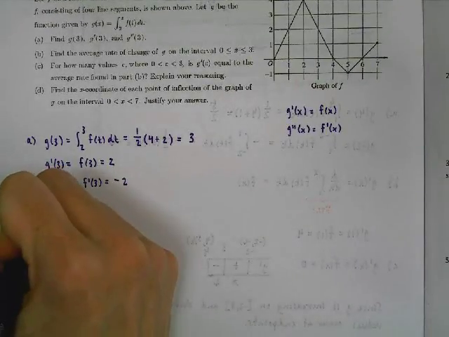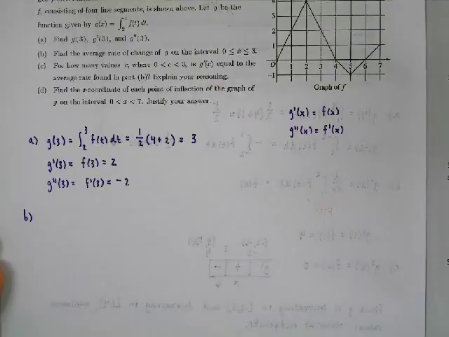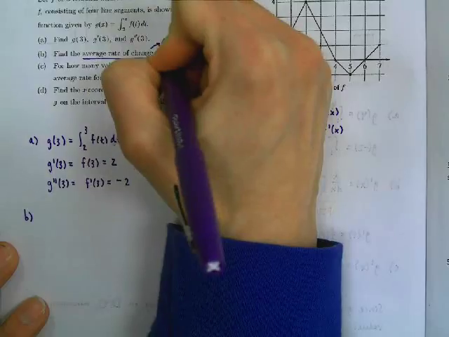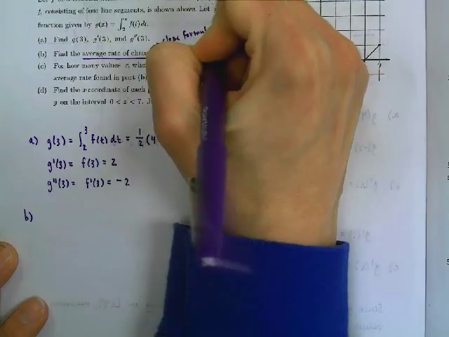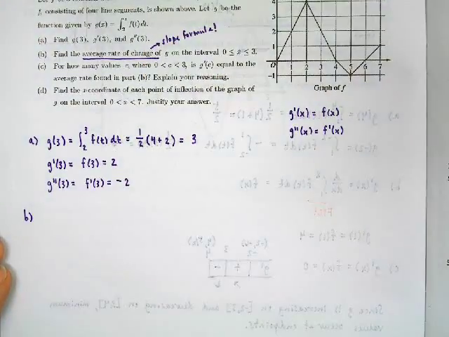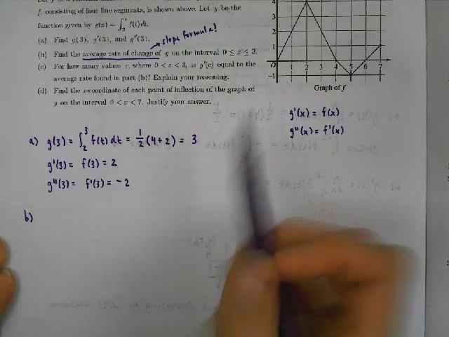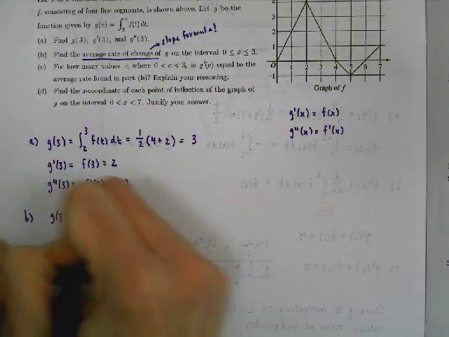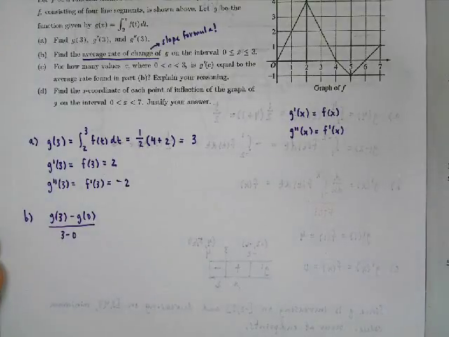All right, so now part B is asking for me to find the average rate of change of g. When I see average rate of change, I'm thinking slope formula. Right? We're not looking for a derivative here. That would be the instantaneous rate of change. Since we're looking for average rate of change, we're just using slope. So on the interval from 0 to 3. So if I want average rate of change, I know that's just going to be g of 3 minus g of 0 over 3 minus 0.